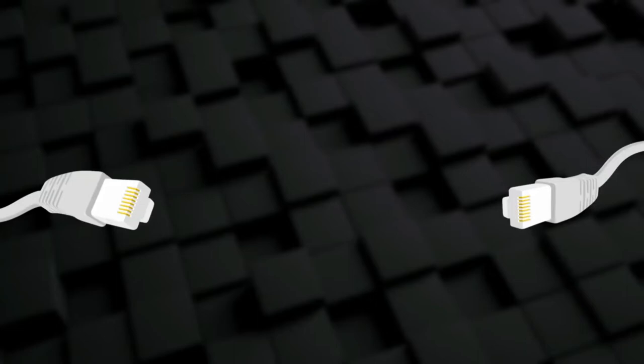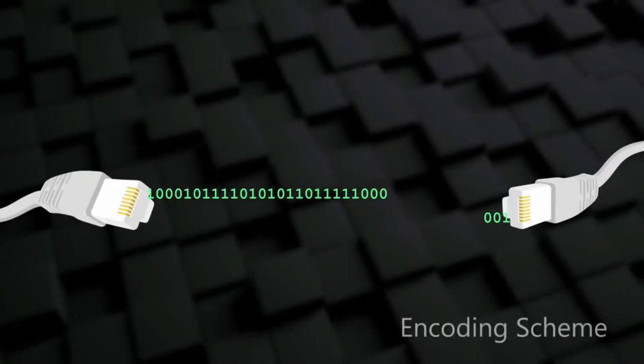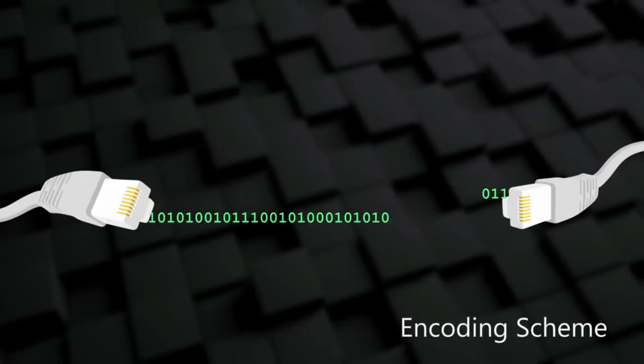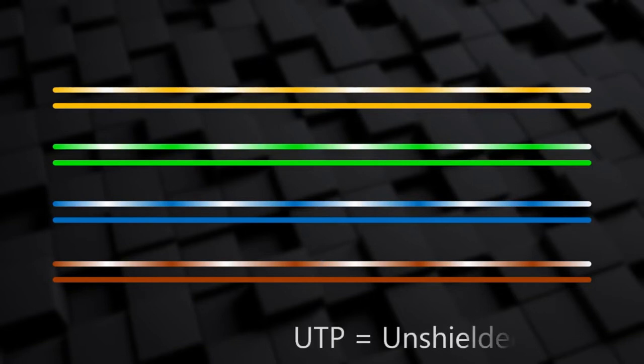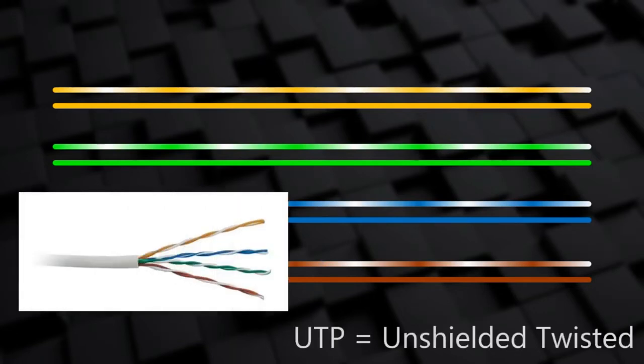Electrical cables use electrical signals. These are a pattern of ones and zeros. The receiver needs to decode this pattern. The pattern is called an encoding scheme. To send electrical signals, a circuit is needed. This means that electrical cables need to contain several wires. The most common copper cable is called unshielded twisted pair, or UTP. Modern UTP cables contain four pairs of wires, where each pair forms a circuit.